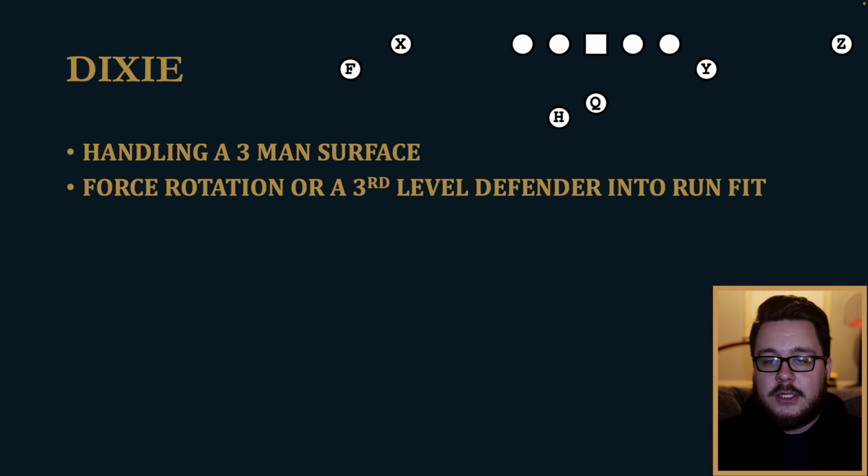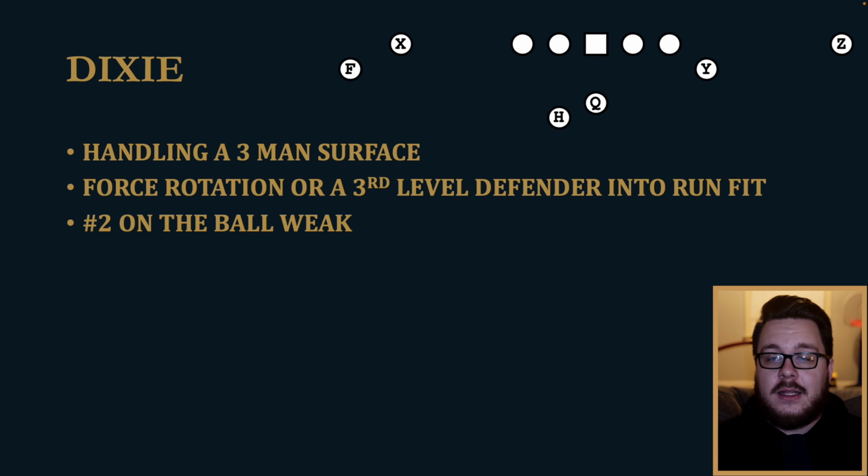So what this tight end is going to do is either force some sort of rotation. Most teams have seen this enough to know that they don't have to rotate to it, but they still have to bring a third level defender into the run fit post snap. And another unique characteristic about this formation is that it's the number two receiver that's on the ball weak. So defenses generally are going to think about the outside receivers being on the ball and the two slot receivers being off the ball. Well, we're challenging that here. Number one, by having a tight end, we don't just have a regular slot receiver, but two, it's the number two receiver who is on the ball weak.